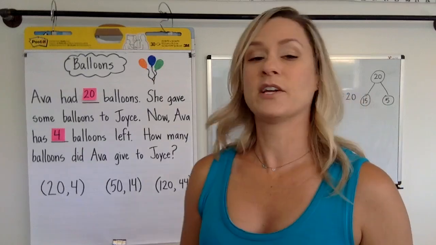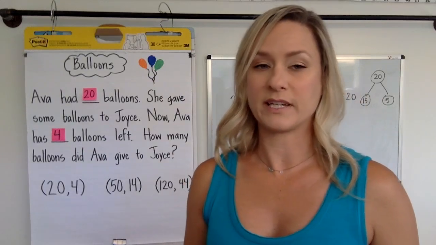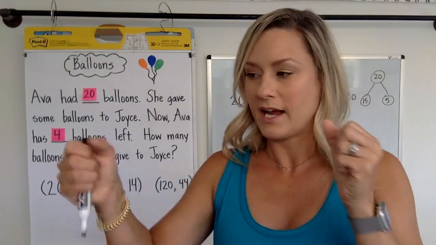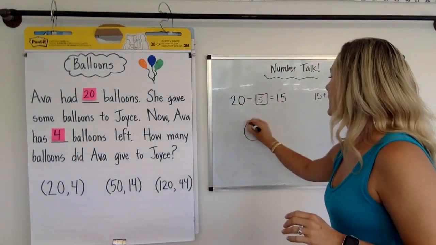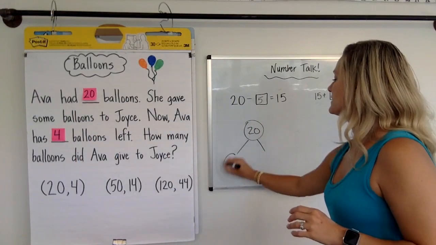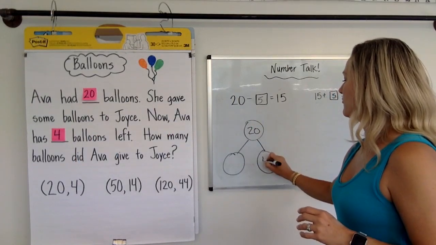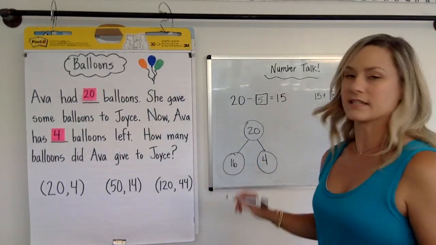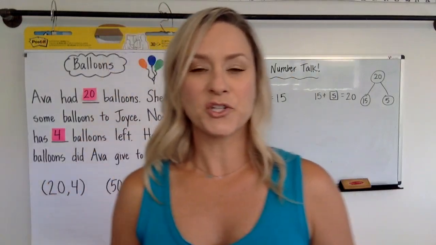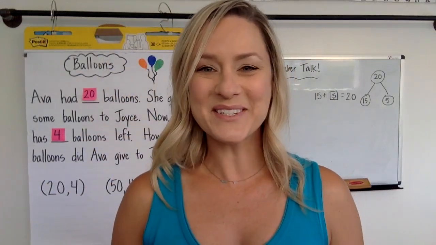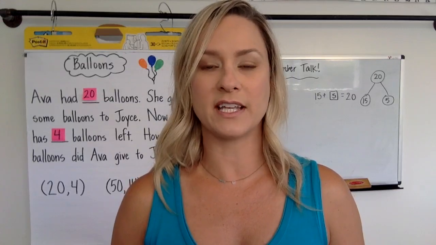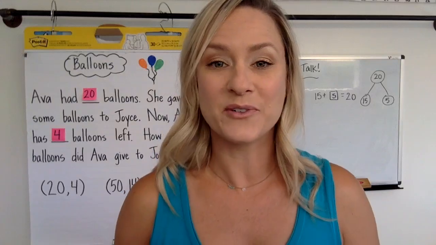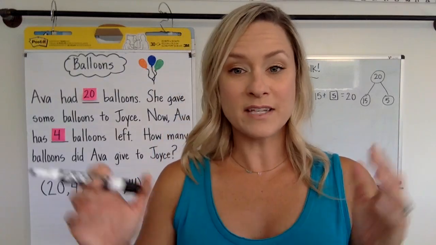Okay, so we know that she gave quite a few away to Joyce because she only has 4 left in the end. So they're probably going to think about the 20 and then breaking off some here and having 4 left at the end. So they'll figure out the missing piece must be 16, right? Please make sure you allow your kids to use fingers and toes if they want to, or a 100 chart. If you haven't printed off a 120 chart from online, you can do that, or they can even make their own 120 chart, and then let them use their own strategies.